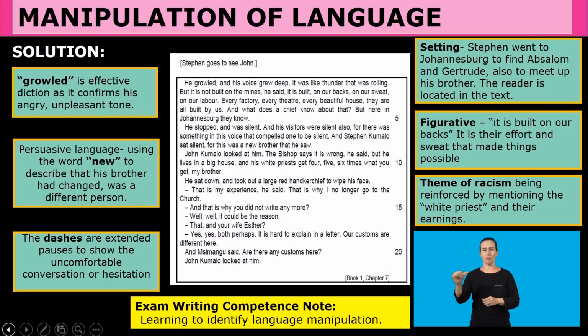The setting is where Stephen went to visit. He goes to Johannesburg to find Absalom and Gertrude, because remember, they have now disappeared. They haven't returned to the village, and he wants to know where they are. The figurative "it is built on our backs" is their effort and sweat that made all of this possible. And the theme of racism is reinforced by mentioning the white priests and their earnings as opposed to that of his black brother priest.